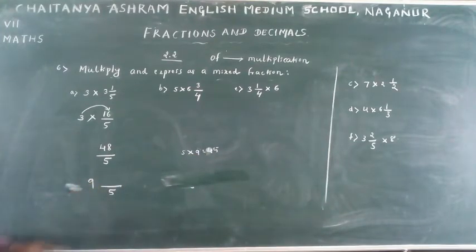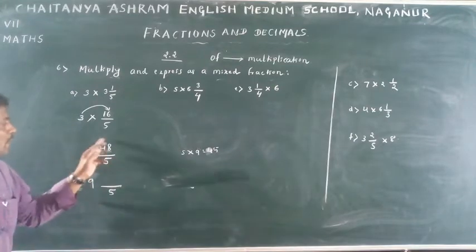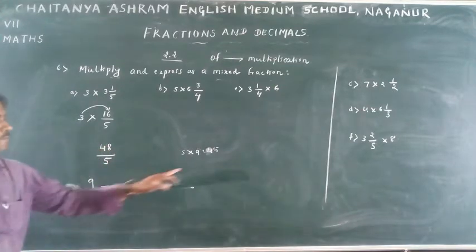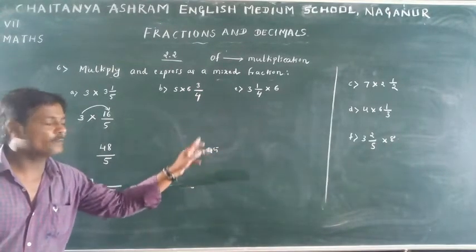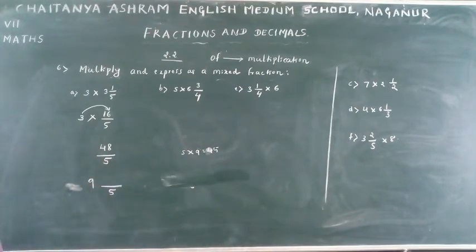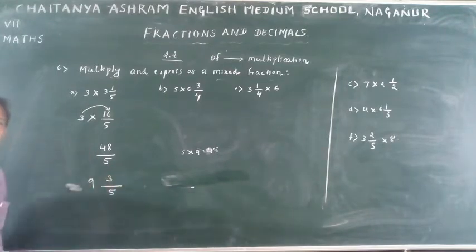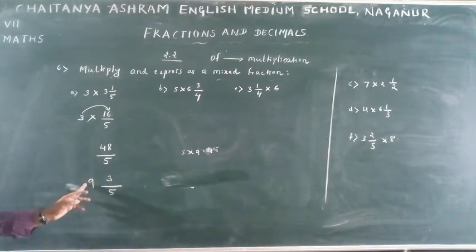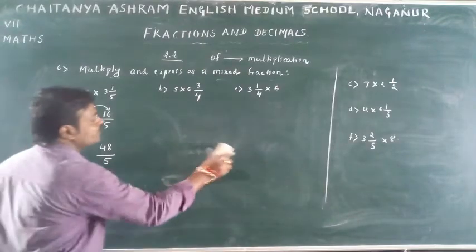5 nines are 45. Write that 9 in the whole number place. But here the numerator is 48. To get to 48, how much should we add to this 45? 45 plus how much is equal to 48? Yes, 45 plus 3. So write that 3 in the numerator. 5 nines are 45, 45 plus 3 is 48. Clear? So do the same for the second one. See that second one.